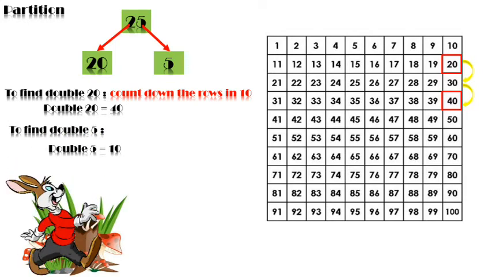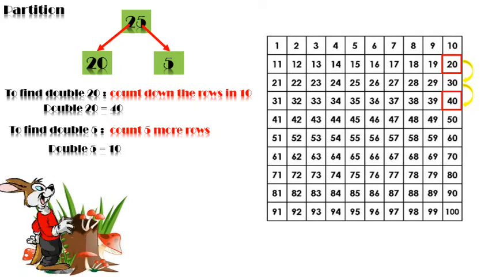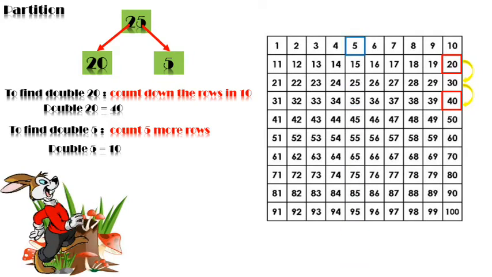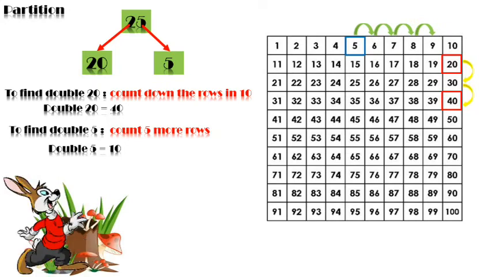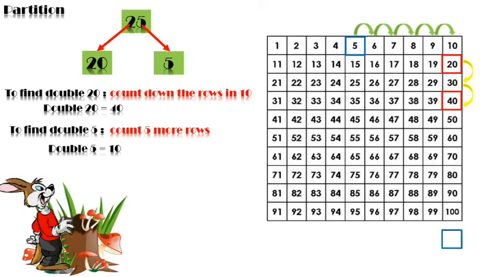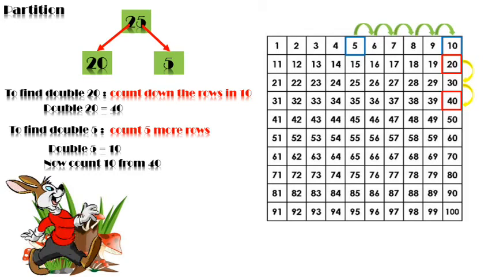Now can you find the double of 5? So how we are going to find is count 5 more rows. So 5 to 6, 6 to 7, 7 to 8, 8 to 9, 9 to 10. We get 10. So double 5 is 10.